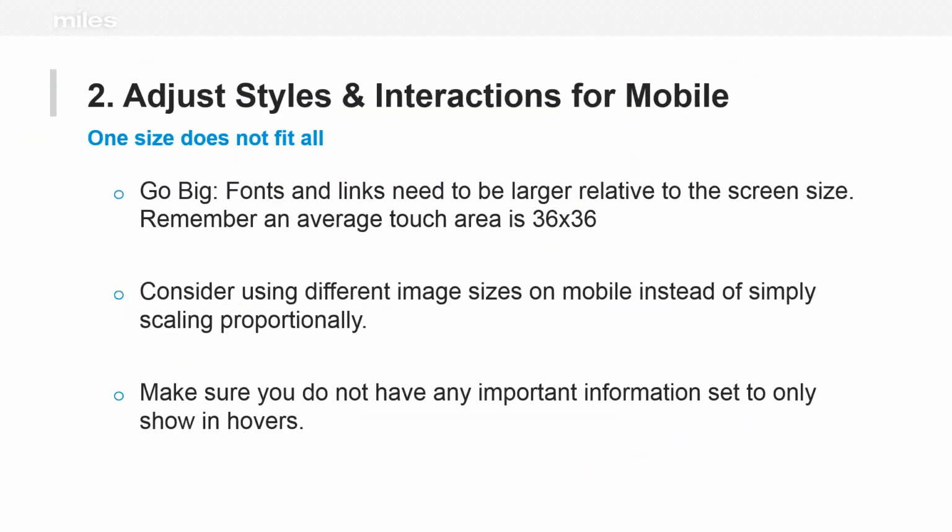So the next thing, our number 2 here, is you want to make sure that you're adjusting the styles and interactions for mobile. One size does not fit all. We really don't want to take things and just have them naturally scale down. You lose the impact and you lose the effect of what you're looking for. Especially with fonts and links that you want people to interact with, you need to remember to stay large with those in your mobile environment. A finger touch is 36 pixels by 36 pixels. That's pretty big and chunky if you think about it.